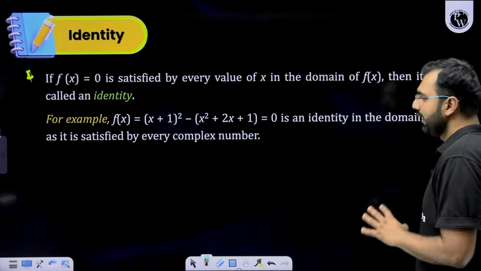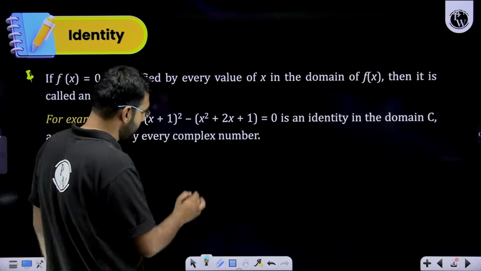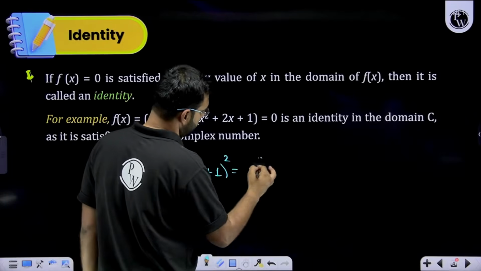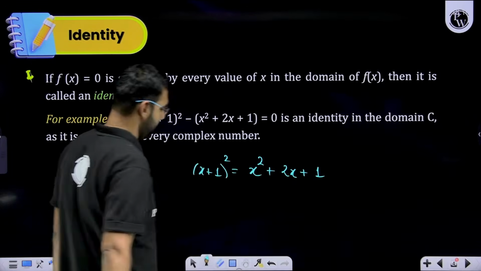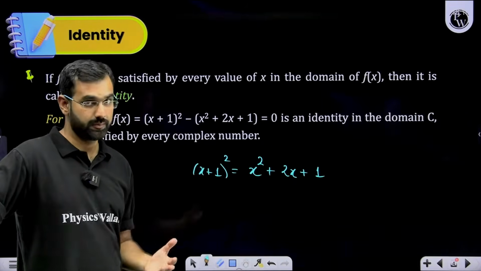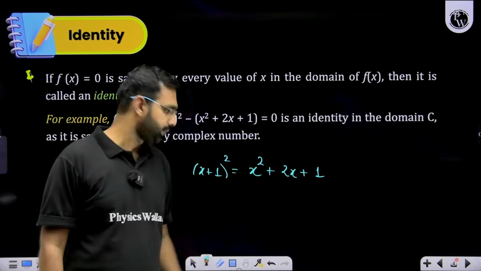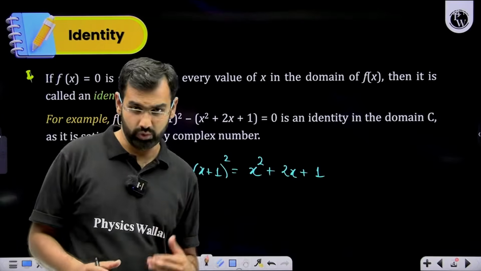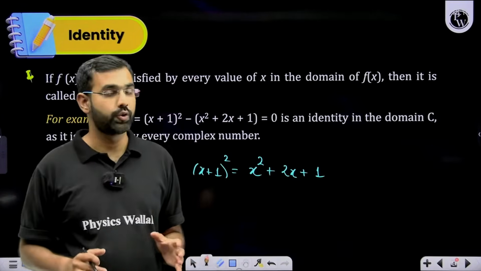First of all, let's get clarity on what an identity is. For example, if I write the expression (x + 1) whole square, which is going to be x² + 2x + 1. Now, please pay attention. This is simply an identity. Identity means that this will be true for all the values of x. It means that it does not have a particular solution; all real values are its solutions.